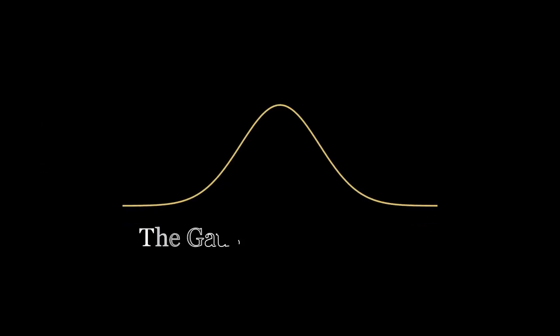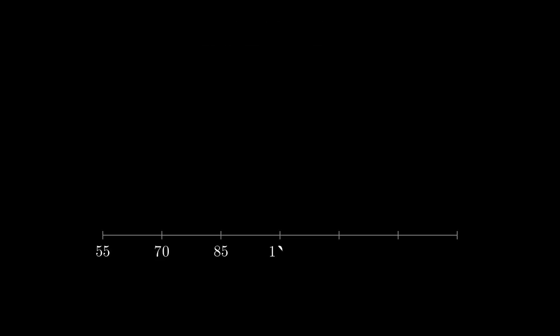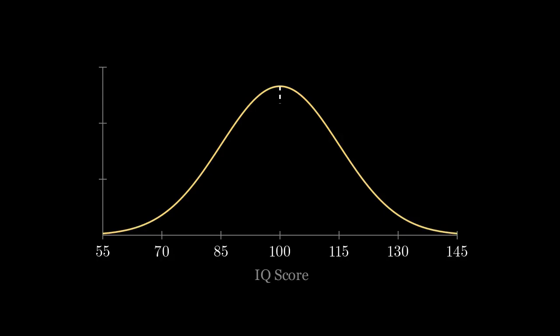An IQ test is carefully designed so that scores follow a Gaussian distribution, also called the bell curve, with a mean of 100 and a standard deviation of 15. The mean is simply the center, the most common score, right at 100. The standard deviation tells you how spread out the scores are. A value of 15 means most people are fairly close to 100, but a few are much higher or lower.